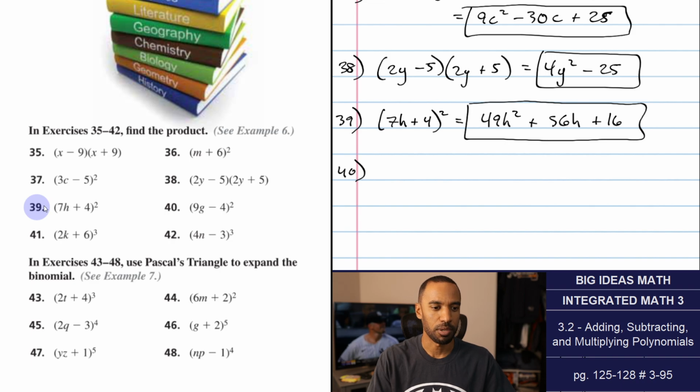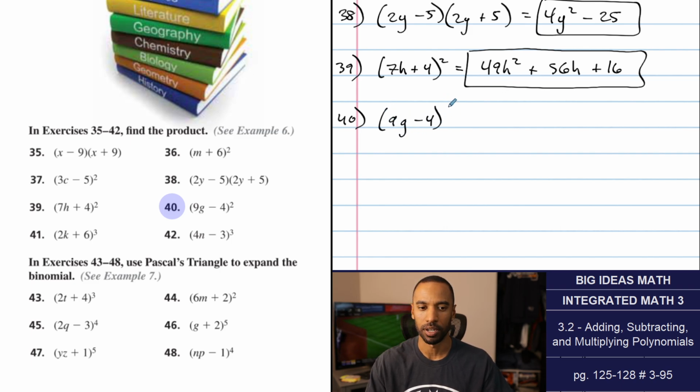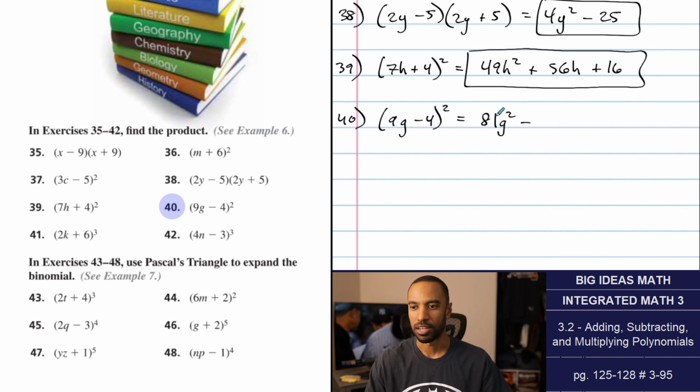Now we have 9g minus 4 quantity squared. Again, we saw this kind of number 37. There was the minus. This is where maybe you got to remember that the minus is in play if you're going to go at that kind of faster speed. 9g quantity squared is 81g squared. We got to double the product of these two with the minus. That's minus 36g doubled. It's minus 72g. Then plus 16 plus the 4 squared.